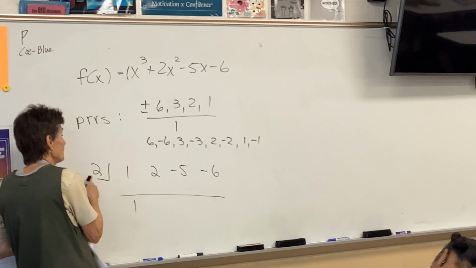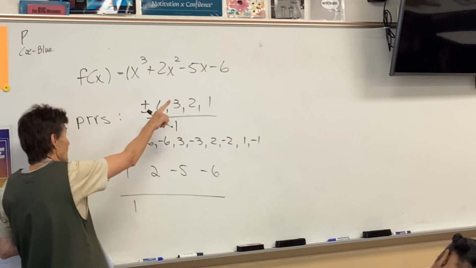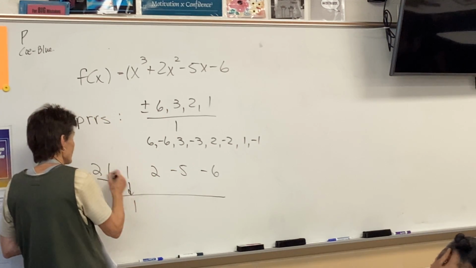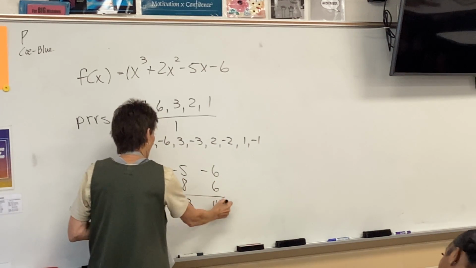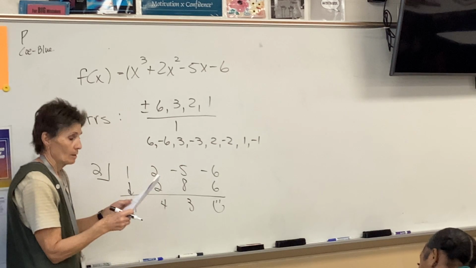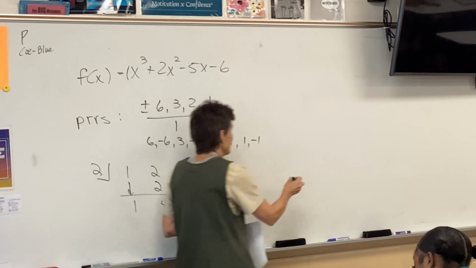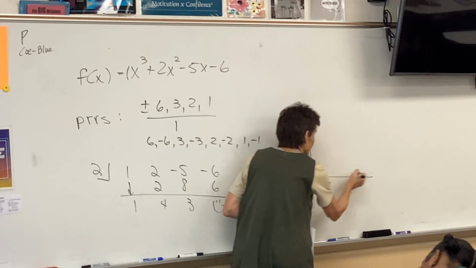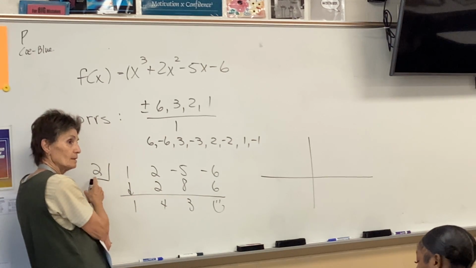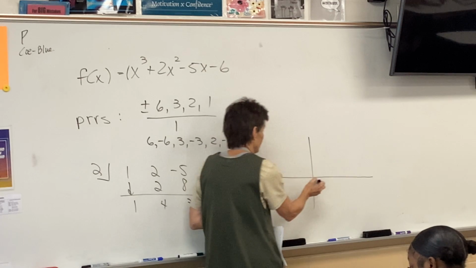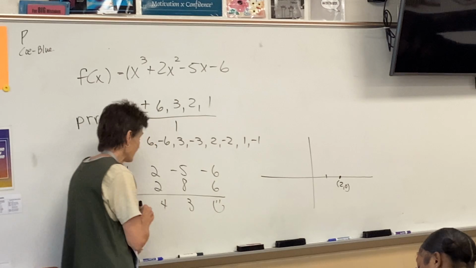So I put 2 in the box out here, because that's my guess. Wrote down all those numbers, dropped the 1 straight down, here we go. Oh, wow. Awesome. What does that mean in terms of my picture? In terms of my picture, I am going to have a dot at 2. There it is. X equals 2.